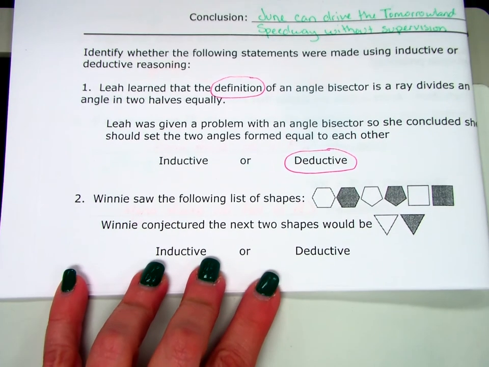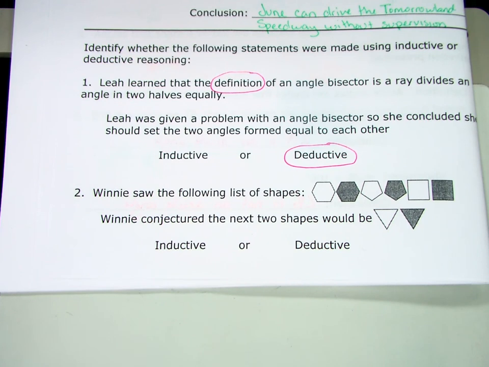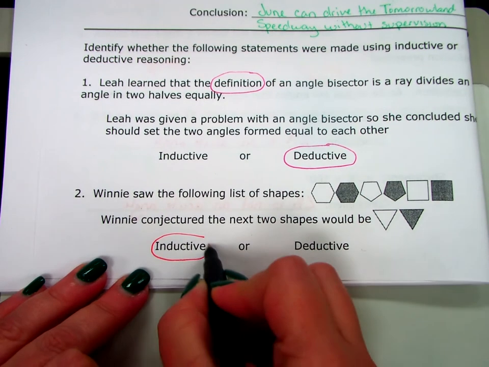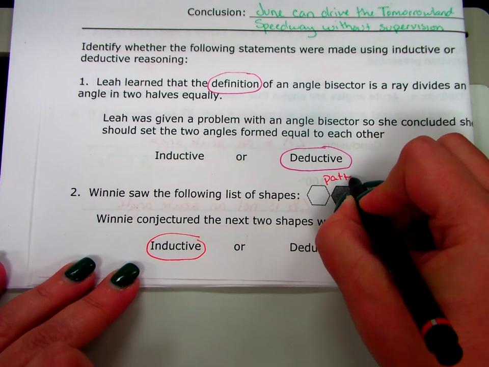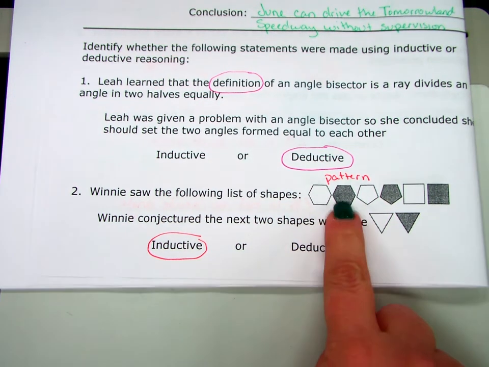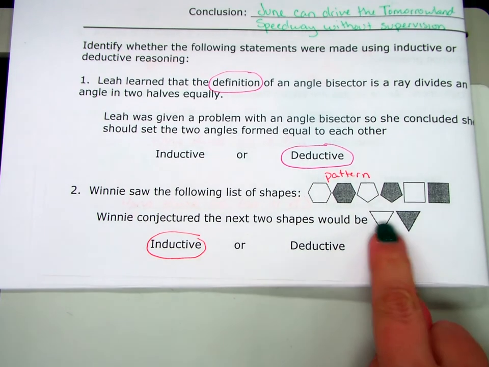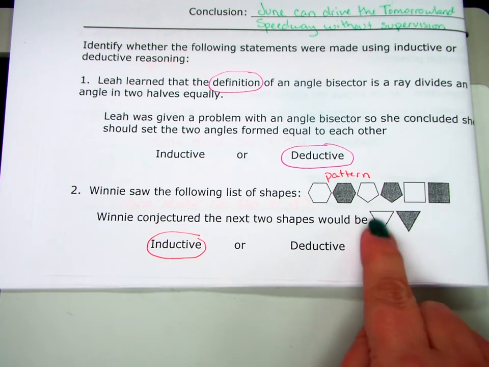Alright. Winnie saw the following lists of shapes. Winnie conjectured the next two shapes would be these two. Did she use inductive or deductive? Inductive. Because she used a conjecture, and somebody said, pattern. What is the pattern? How did she know it was two triangles? Look at my sides. I've got 6 sides, 5 sides, 4 sides, so now I'm going to have 3 sides. And then look at my shading: unshaded, shaded, unshaded, shaded, unshaded, shaded, unshaded, shaded.